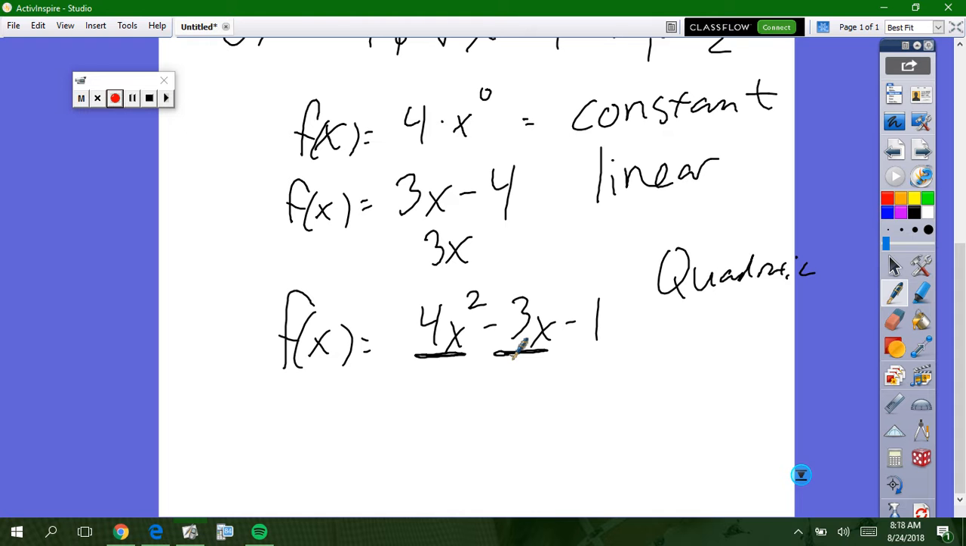So bear with me on that. Does it have to have 3 terms to make it a quadratic? We've seen a graph y equals x squared before, haven't we? That's still a quadratic, but it is a monomial, correct?